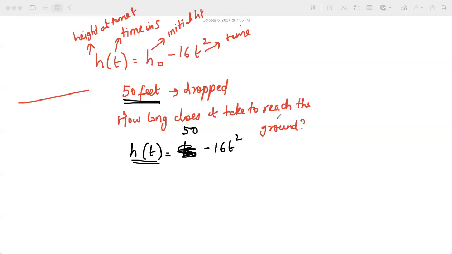Now they're asking, what is the time taken to reach the ground means what? Reaching the ground means what? What will become of the height? When height equals 0. Yeah, height traveled will become 0. So 0 equals 50 minus 16 t squared. Does it make sense, Anirudh, now? Oh yeah, that makes sense now.